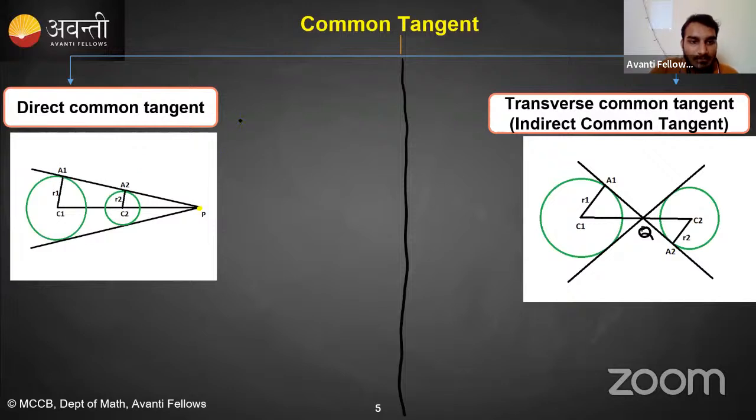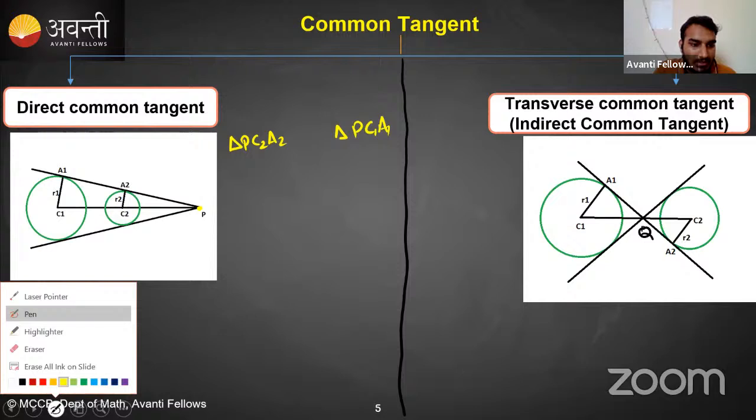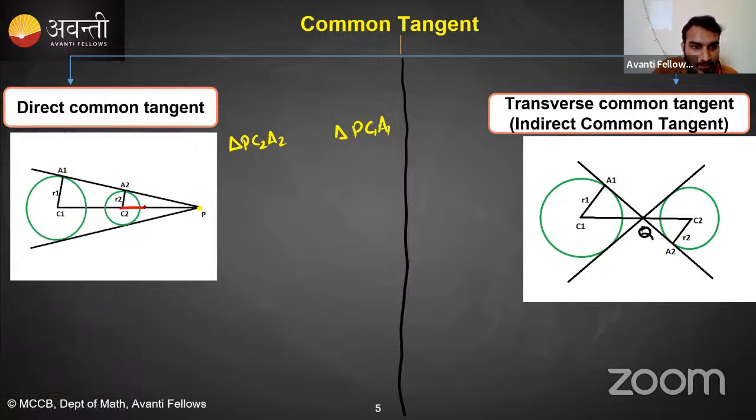Now students, tell me about triangle PC2A2 and triangle PC1A1. In triangle PC2A2, since this is a radius and this is a tangent, this angle will be perpendicular, this angle will be 90 degrees. Similarly, the other triangle I'm talking about is triangle PC1A1. This is also 90 degrees.